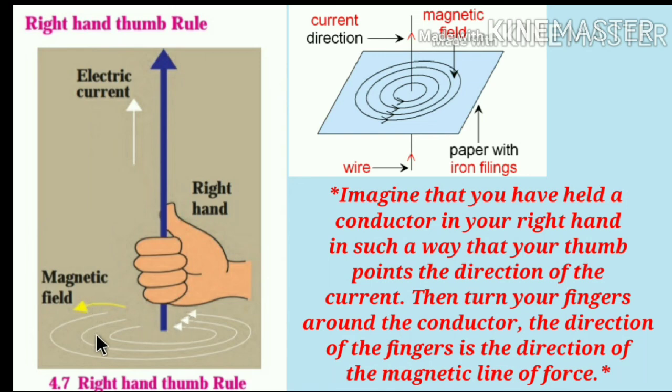These are the magnetic lines of force. When current is passing through this conductor, it acts as a magnet, and this is the magnetic field of this current carrying conductor. So this is the rule we can understand by doing the activity. So remember this rule.